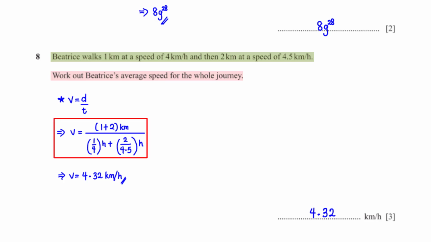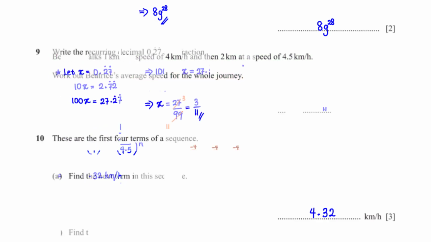The time duration for the first part of her journey is the distance she traveled for that part, which is 1 kilometer, divided by her speed, which is 4 kilometers per hour. The time duration for the second part of her journey is 2 kilometers divided by 4.5 kilometers per hour. When we type this into the calculator, we get 4.32 kilometers per hour.